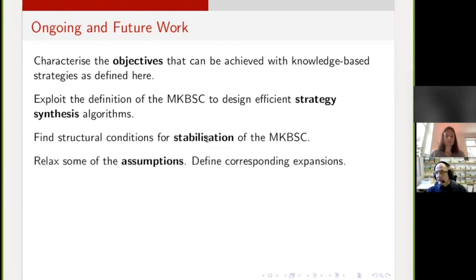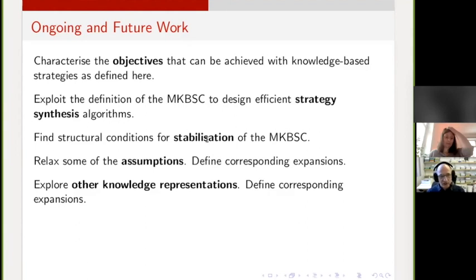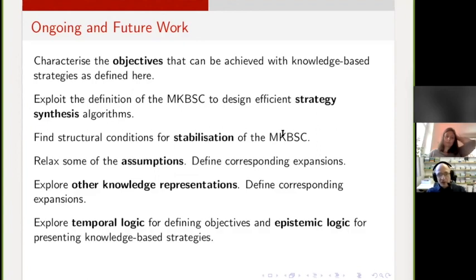Adapting the construction by releasing many of these constraints, no communication, no observation, and so on. These are things that we are working on, and we have some results on some of these. Explore other first level knowledge representations. Then a very natural question is using logic, both for defining objectives and also for representing strategies. A knowledge-based strategy can very naturally be presented using epistemic logic: if this epistemic logic formula is true, then do that action, and so on. That's a very natural notion that we haven't yet explored.